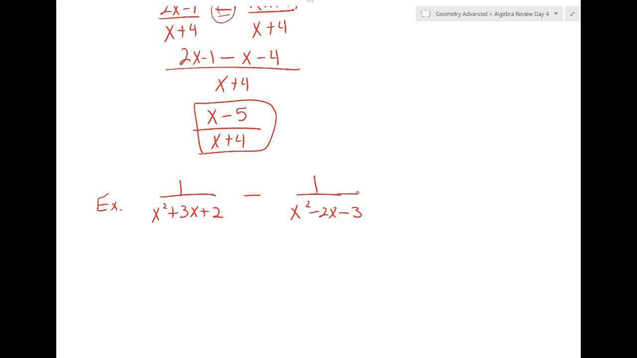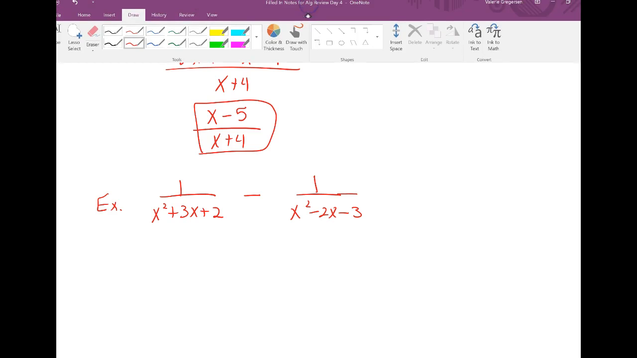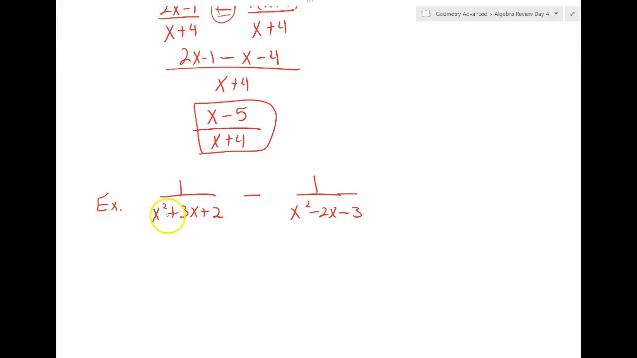Which means you need to factor both of your denominators before. So I'm going to do this quickly. So with this, I'm going to factor x squared plus 3x plus 2. So I know what I have. Well, that factors into x plus, x plus, and I get a 2 and a 1. I check that carefully, and it works.